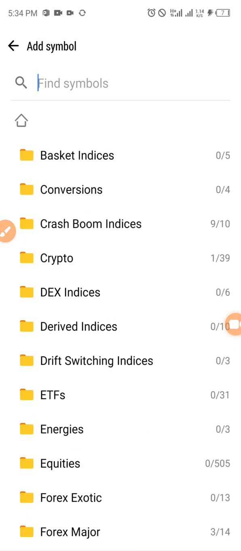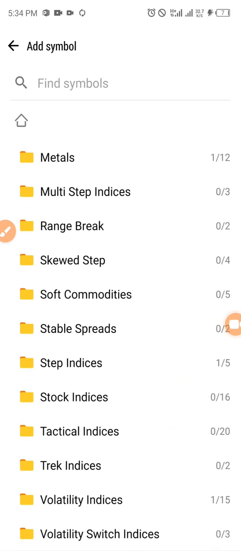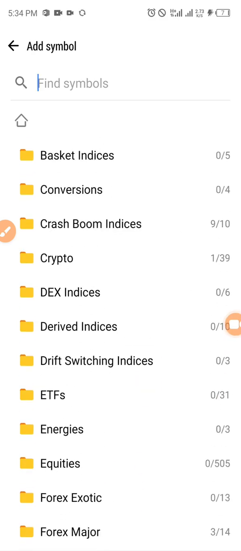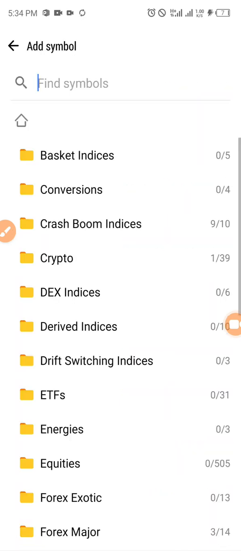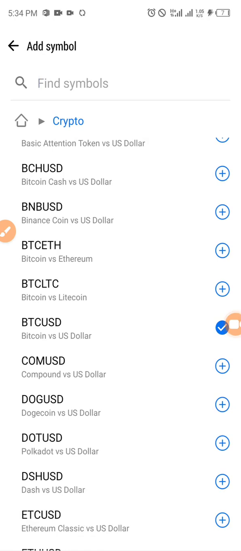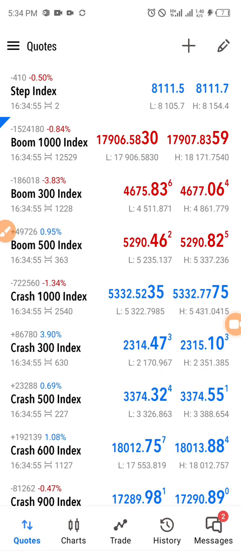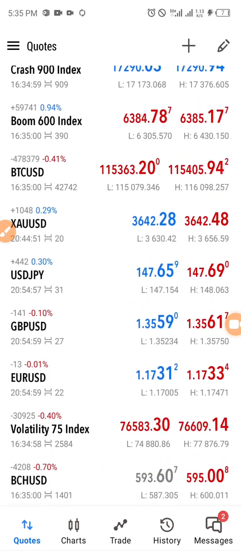Let's say I want to trade synthetic indices. I can trade step index. I can trade the volatility indices. I can even trade cash and boom. You can see they're all installed already. If I want to install something, I just go to the plus sign and click on crypto. Say I want to install Bitcoin Cash. I click on the plus sign here, and boom, it's been added to my quotes. You can see it's showing here. That's how to add more pairs to your quotes.